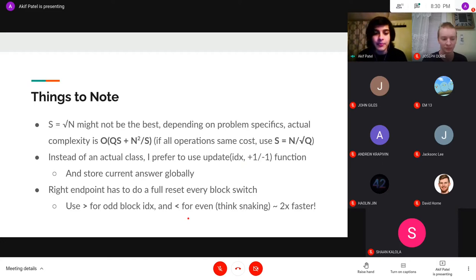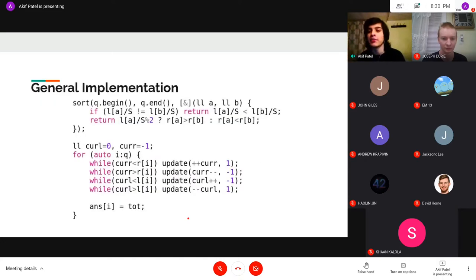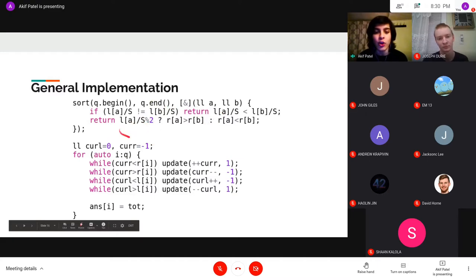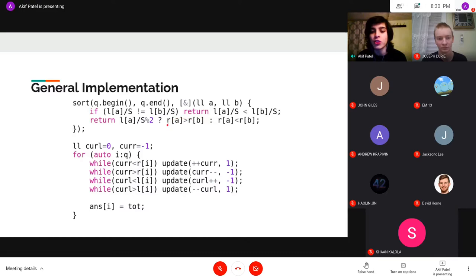Okay, so this is a more general implementation for most algorithms using these notes that I mentioned in the previous slide. So here you can see that instead of always sorting the right endpoint in one direction, I switch which way I sort it, depending on if the block index is odd or even, right? So that's that change. And additionally here, you can see instead of using the data structure, I just call update with either plus or minus one.